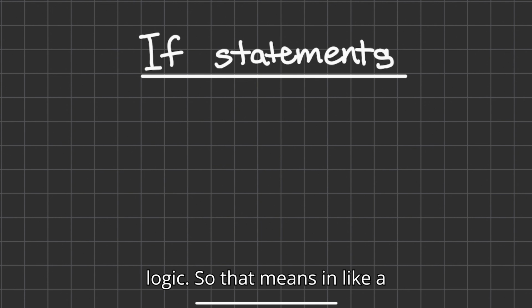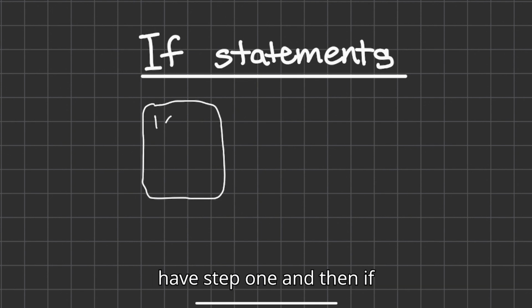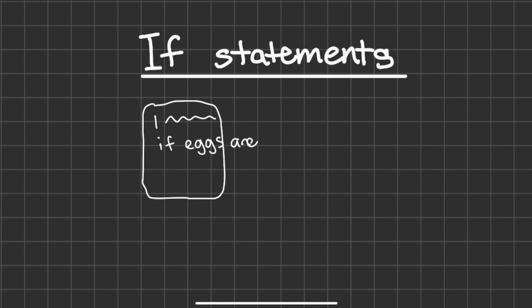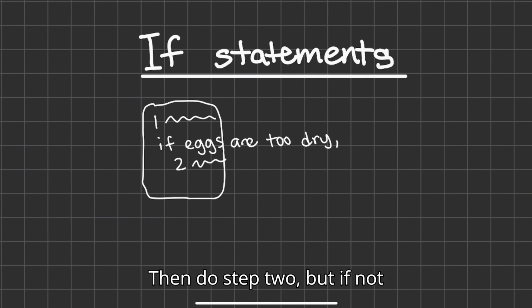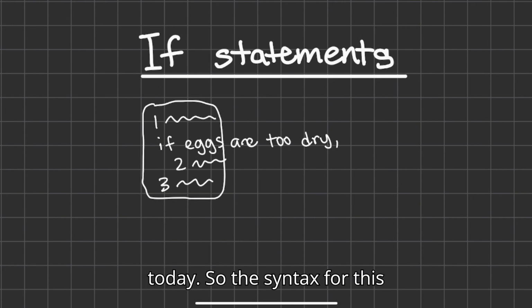Okay, so an if statement creates some logic. That means in a recipe book, you have step 1, and then if the eggs are too dry, then do step 2. But if not, then you skip to step 3. So that's basically what you're going to do in code today.